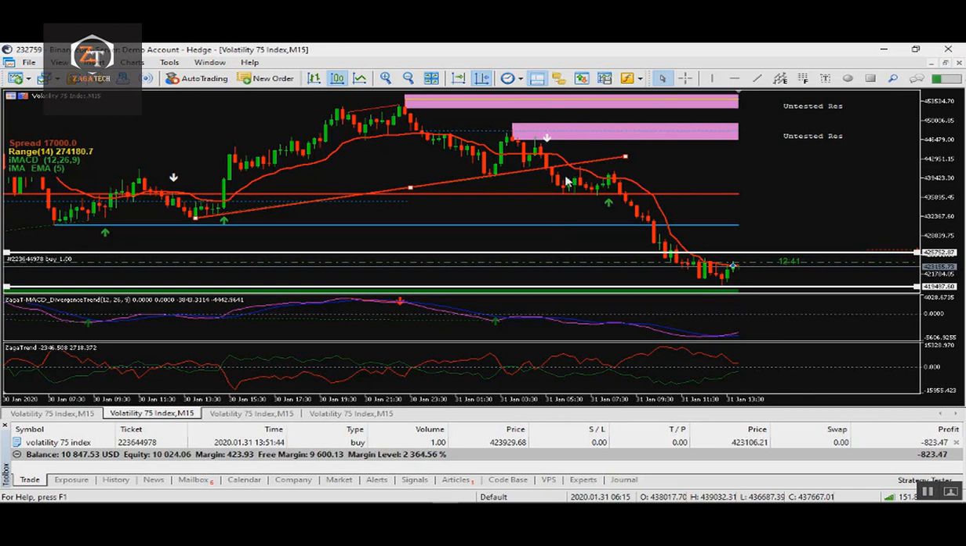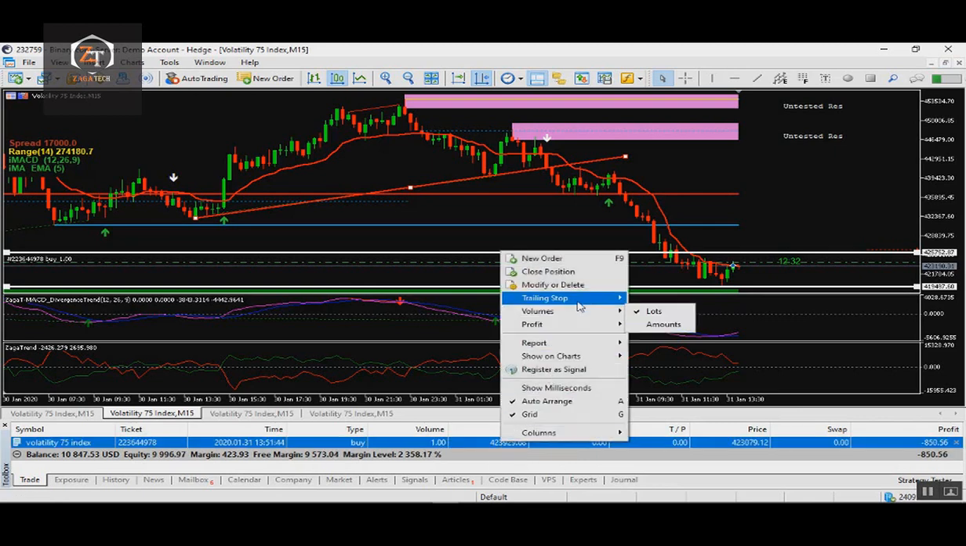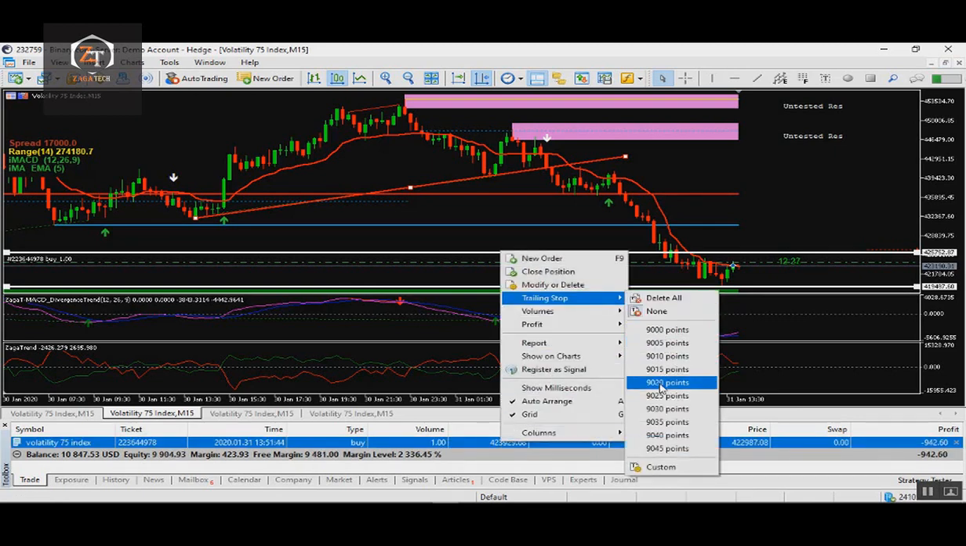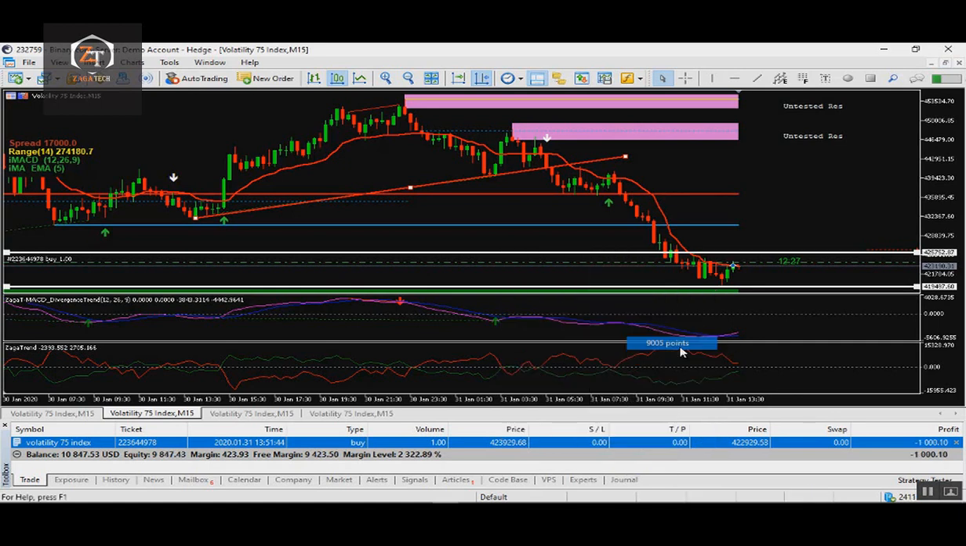How do you apply a trailing stop loss? As this trade is going now, I place this trade. I come to any of this volume. This is the trade I placed. Right click on any of this place. Right click on it. Then come to trailing stop and choose the points you want it to move. So if you are in profit, assuming I choose 5 points.